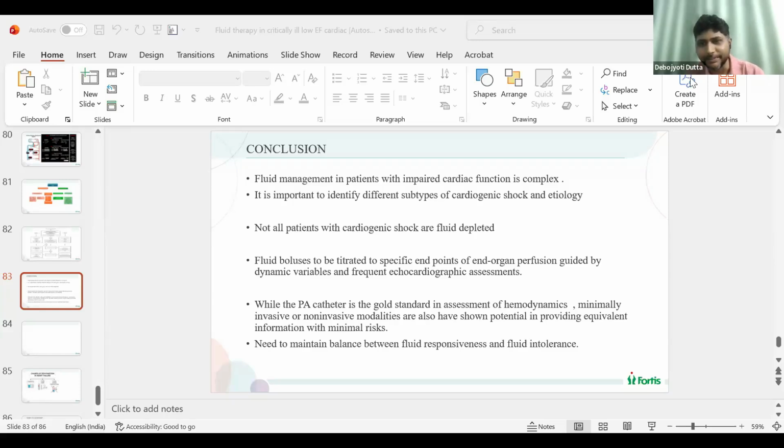Any other question, Arindam, Avik, anybody? Devajyoti, can you unshare your screen so that we can see each other nicely?